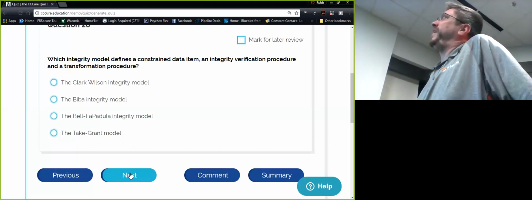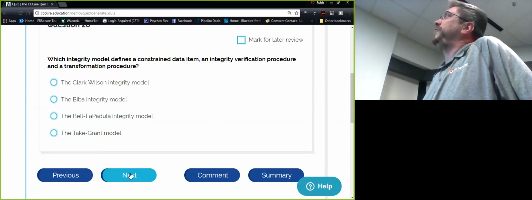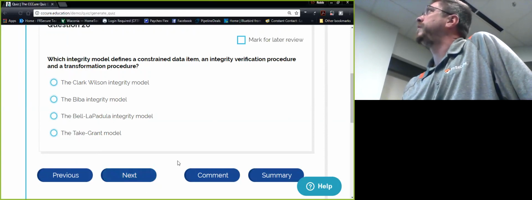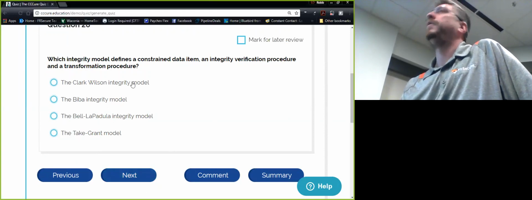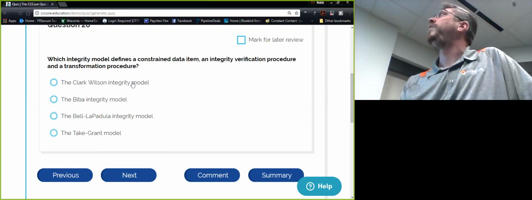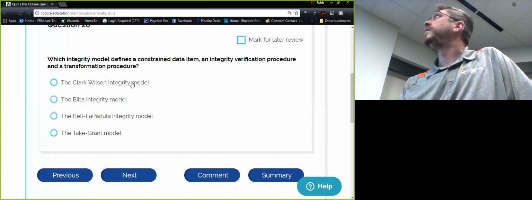Which integrity model defines a constrained data item, an integrity verification procedure, and a transformation procedure? Okay. It's not Biba, because Biba doesn't have transformation procedures. Biba is an integrity model, but it's not the integrity model with the CDI and the IVP. Do you remember that one?